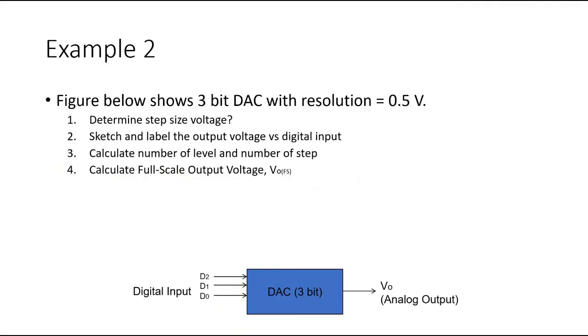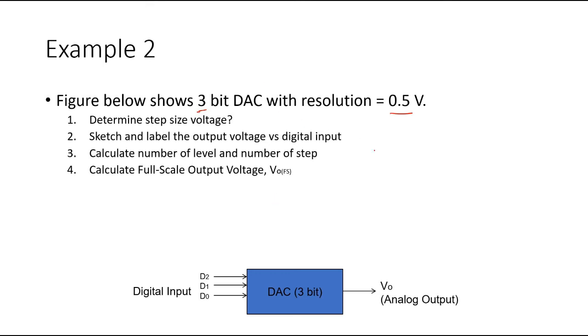Okay, now we go to example 2. The figure below shows a 3-bit DAC. Before this we looked at 4 bits, and now we look at a 3-bit DAC with resolution 0.5. So we have resolution 0.5 with 3 bits. Determine the step size voltage.